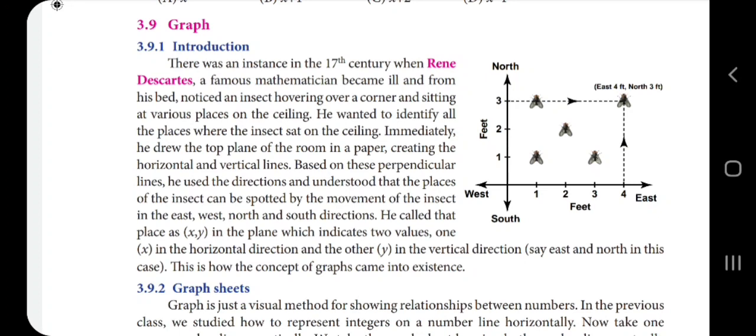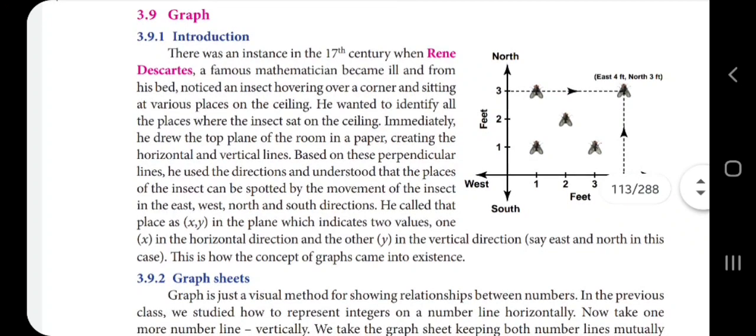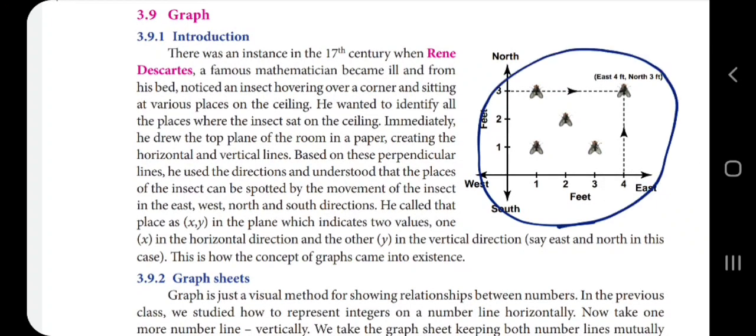When he was in his bed, he noticed an insect hovering over a corner and sitting at various places on the ceiling. He wanted to identify all the places where the insect sat on the ceiling. Immediately, he drew the top plane of the room on a paper, creating the horizontal and vertical lines. Based on these lines, he spotted the movement of the insect in the east, west, north and south direction. He called that place x, y.